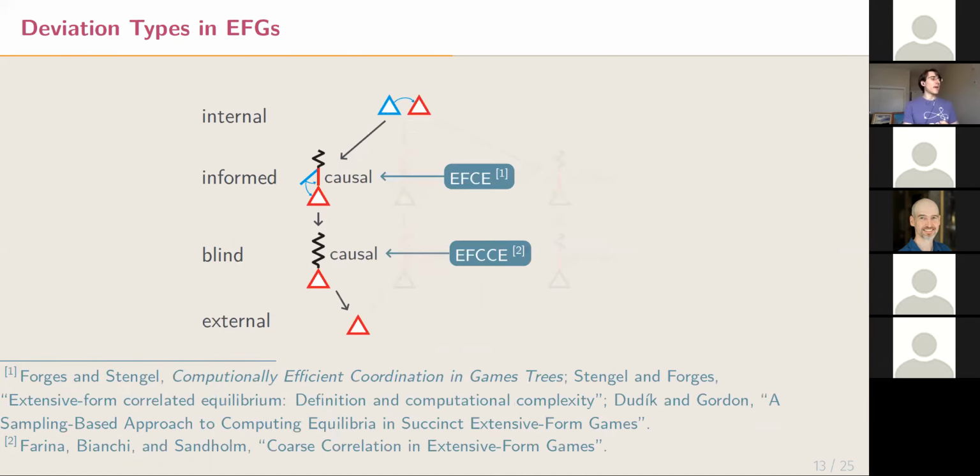Now, in extensive form games, because we have this sequential structure, there are actually deviation types that are in between these classes. Like I showed before, we have the informed causal deviations. They're informed because of this cyan conditioning on a trigger action. In contrast, the blind causal deviations have no trigger action, but they still trigger at a particular information set. And these are the deviation types associated with extensive form correlated or coarse correlated equilibrium.